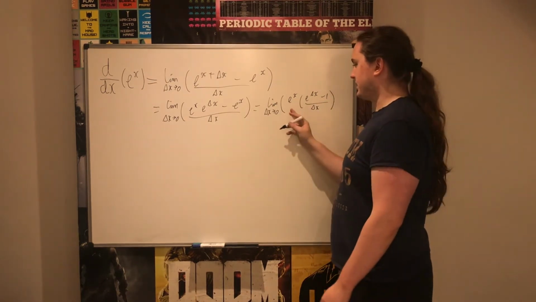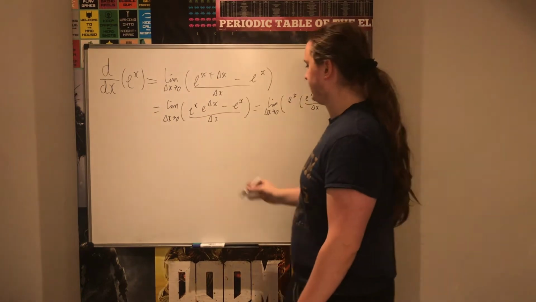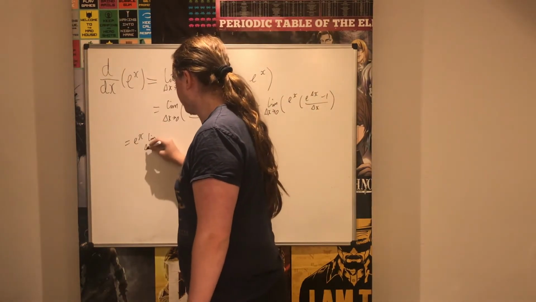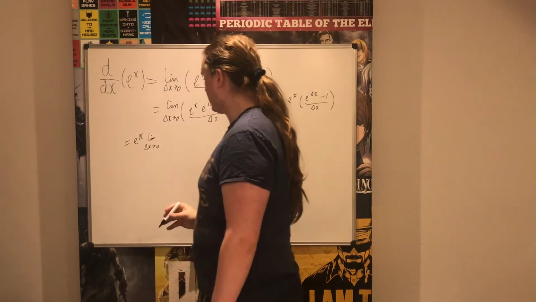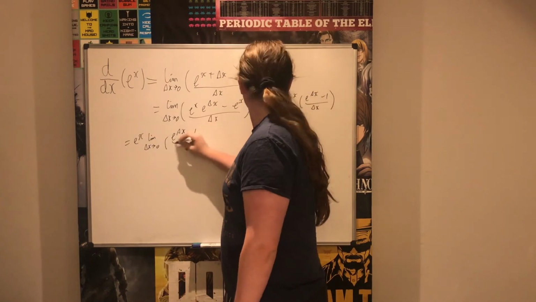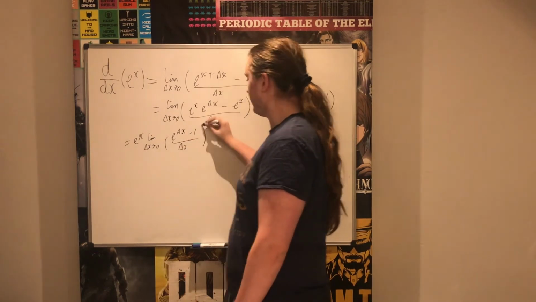So we can now take this e to the x outside the limit, as we know it doesn't affect the limit. So the limit as delta x approaches 0 of e to the delta x minus 1 over delta x.